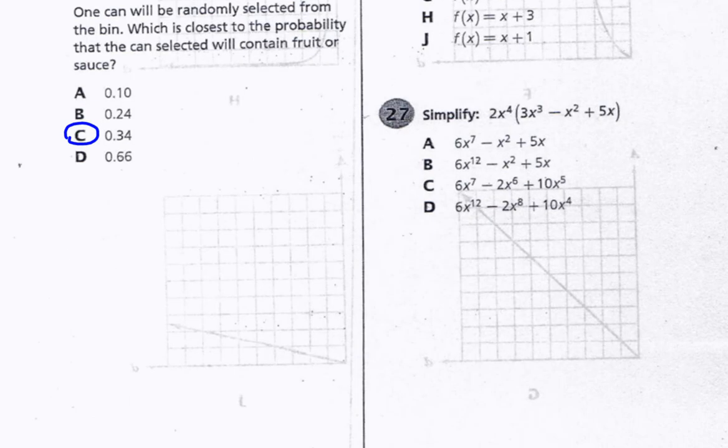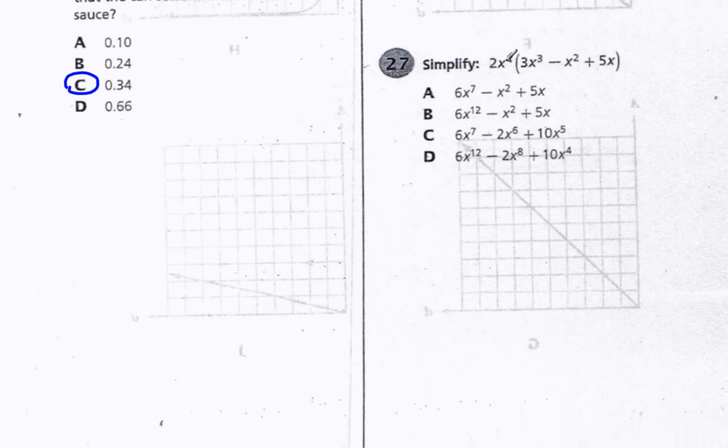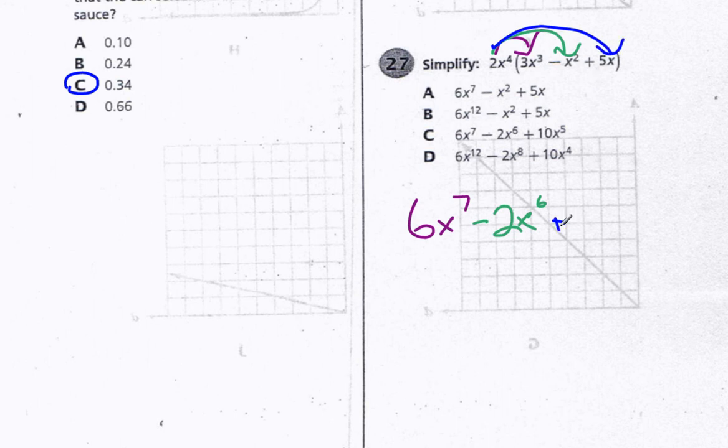Okay. 27. Simplify this. Simplify in this case just means multiply. So 2x to the 4th times 3x to the 3rd. So 2 times 3 is 6. X to the 4th times x to the 3rd is x to the 7th. Okay, not so bad. 2x to the 4th times negative x squared, so it's going to be negative 2. X to the 4th times x squared is x to the 6th. And 2x to the 4th times 5x, so 2 times 5 is 10. X to the 4th times x to the 1 is x to the 5. And this looks an awful lot like answer C.